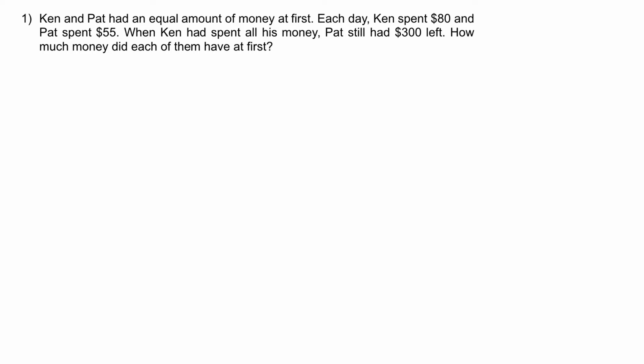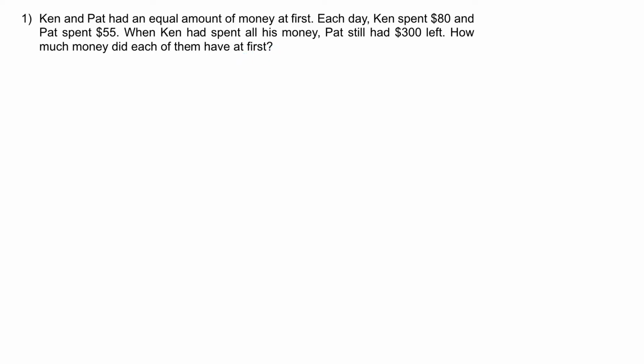Question 1. Ken and Pat had an equal amount of money at first. Each day, Ken spends $80 and Pat spends $55. When Ken had spent all his money, Pat still had $300 left. How much money did each of them have at first?